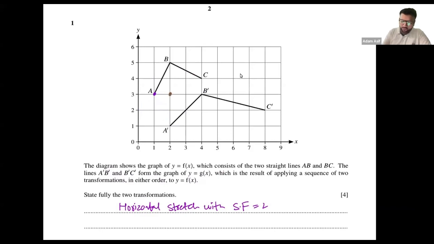Okay. What about point B? The coordinates for point B are (2, 5). After being horizontally stretched, this point is going to be (4, 5). Good. And point C, this is (4, 4). After being horizontally stretched with a stretch factor of 2, this point is going to be (8, 4). Good.